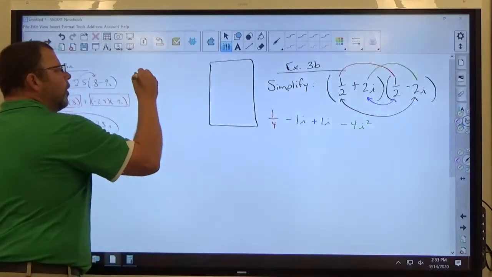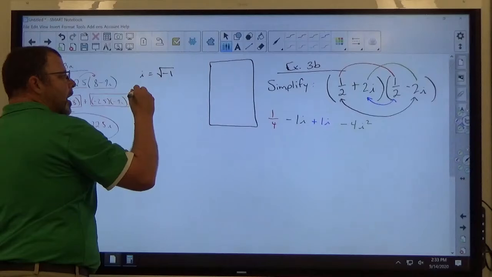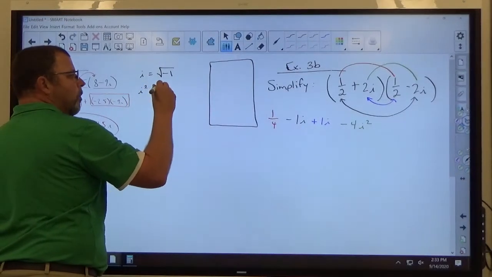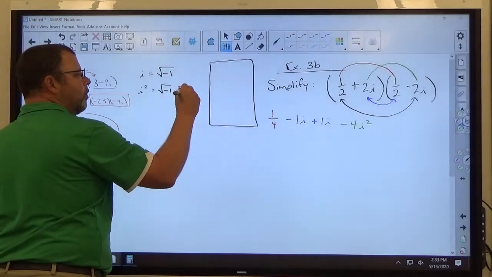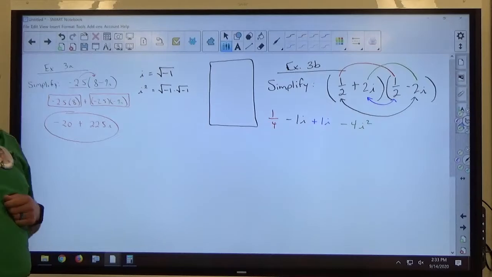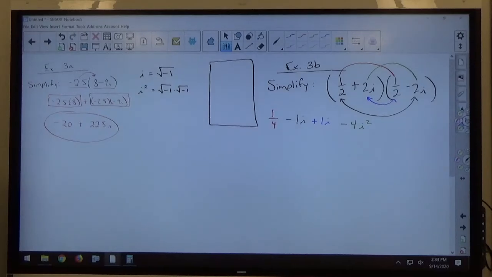Okay. So if i is equal to the square root of negative 1, if I'm looking at i squared, that just means the square root of negative 1 times the square root of negative 1, right? Now, what we should know about square roots is when you multiply a square root times itself, you get the radicand as the answer anytime you multiply, right?